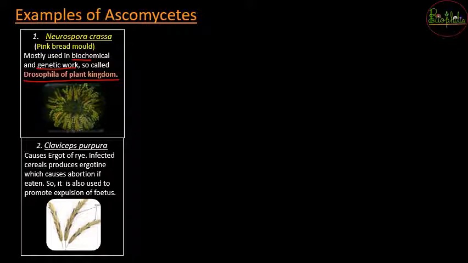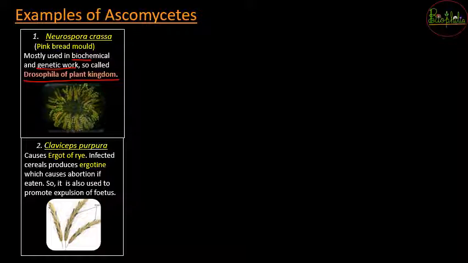Second example we are going to see, that is Claviceps purpura. Claviceps purpura is going to cause a condition that is called as ergot of rye. This ergot of rye condition is going to infect the cereals, और जैसे ही cereals infect होंगे there is going to be production of ergotin.